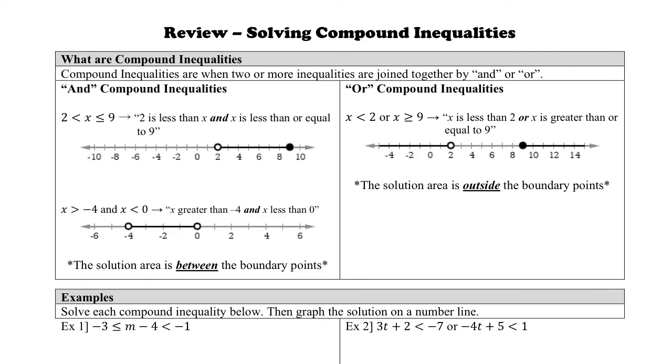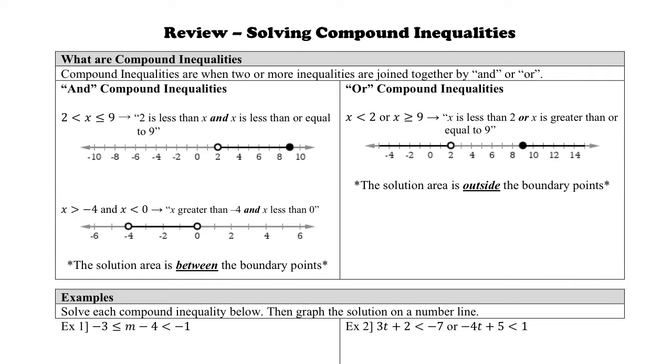Review, solving compound inequalities. Compound inequalities are when two or more inequalities are joined together by either the word and or the word or. If they are "and" compound inequalities, there's two ways we can write them. We can write them as a giant inequality, a low number less than the variable less than the high number. The way this is read is 2 is less than x and x is less than or equal to 9. So you use the middle portion twice.